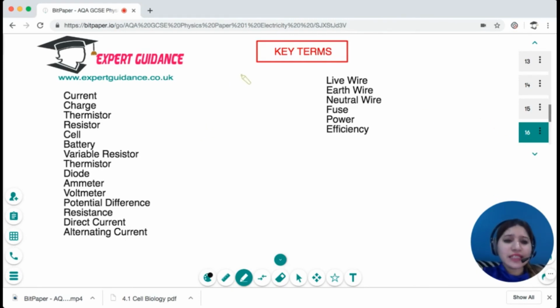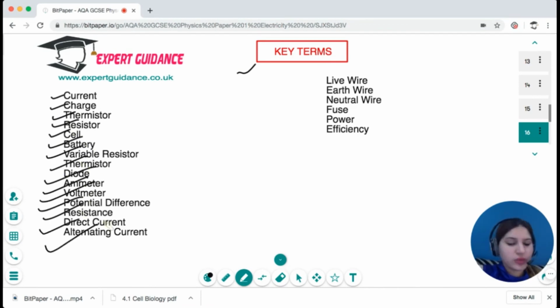Now let us look at the key terms we saw in this topic. Current, charge, thermistor, resistor, cell and battery, variable resistor, diode, ammeter, voltmeter, potential difference, resistance, direct current, alternating current, live wire, earth wire, neutral wire, fuse, power and efficiency. You can pause this video, have a go over these key terms, and then come back and check the answers. All these key term definitions you can find on my website. The link is mentioned in the description box below.